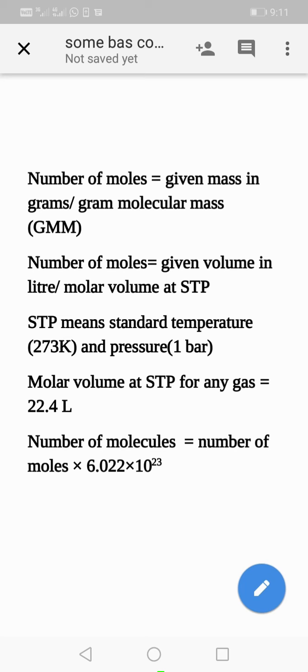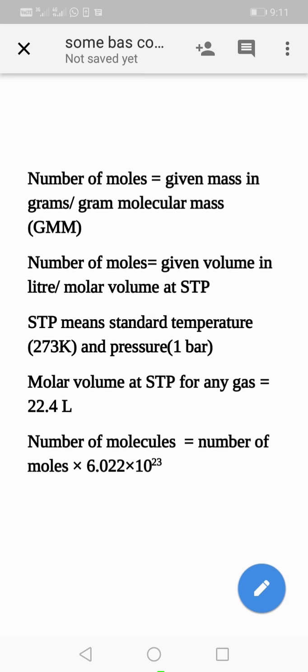Otherwise, if mass is given, you will be getting that value from the first equation. The number of moles is equal to given mass in grams divided by gram molecular mass. What is gram molecular mass? Molecular mass expressed in grams. So you can either replace the denominator with molar mass also, the same thing.